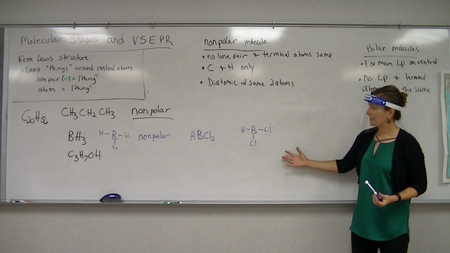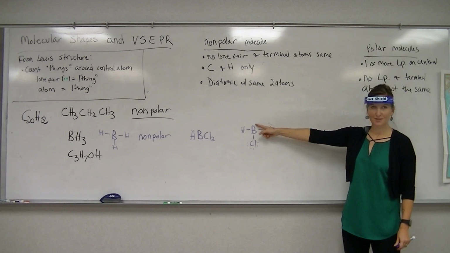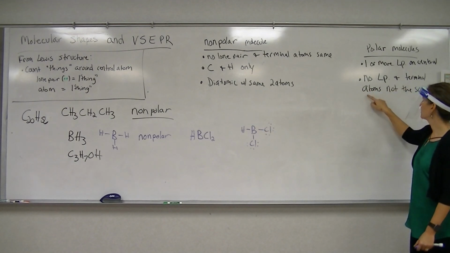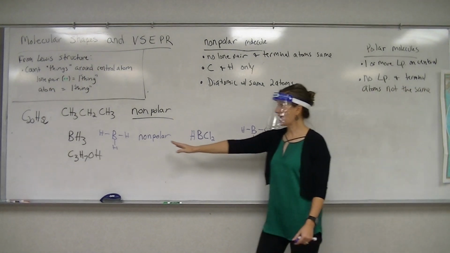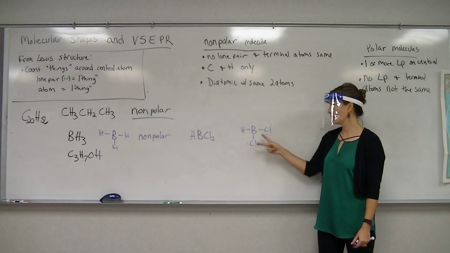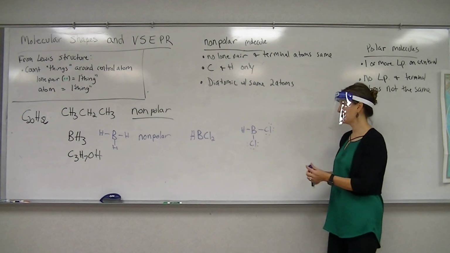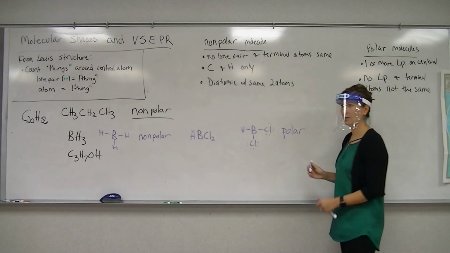And now it's similar because there's no lone pair on the central atom, but now the terminal atoms are not the same. So by changing one of those hydrogens, or 2 of those hydrogens, I should say, out for chlorines, now we have 2 chlorines, 1 hydrogen. The terminal atoms are not the same, so this guy would be polar.